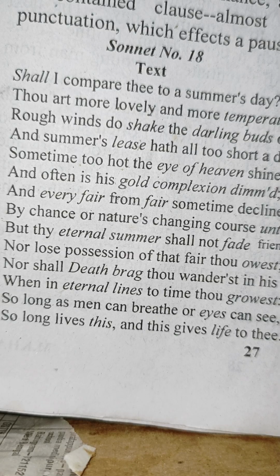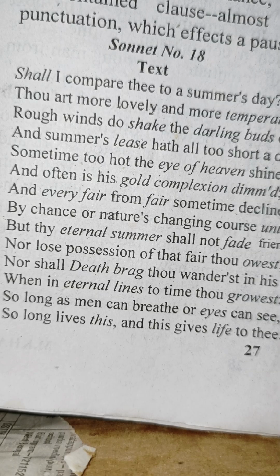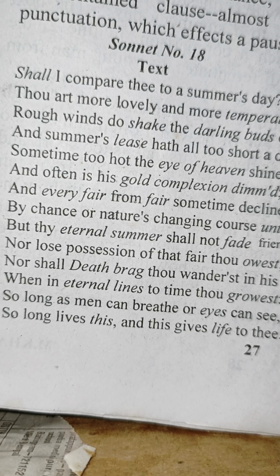And every fair from fair sometime declines. This is a very important line. Here the poet repeats 'fair' two times. The first 'fair' refers to the beautiful elements, and 'from fair' refers to the whole beautiful object. Here we can draw the Aristotelian concept of beauty. According to Aristotle, a thing is called beautiful when all its ingredients are harmoniously arranged.